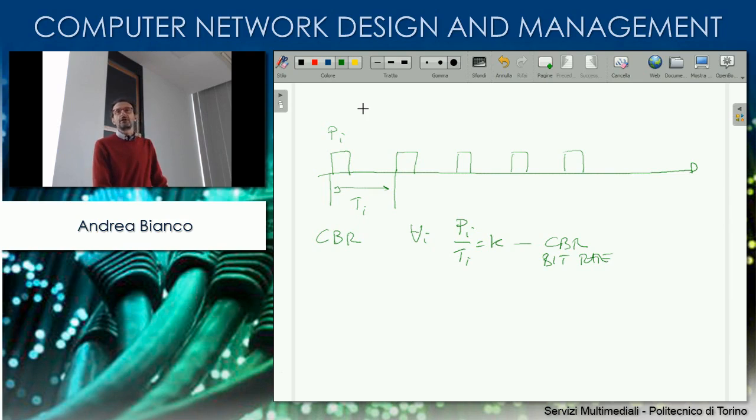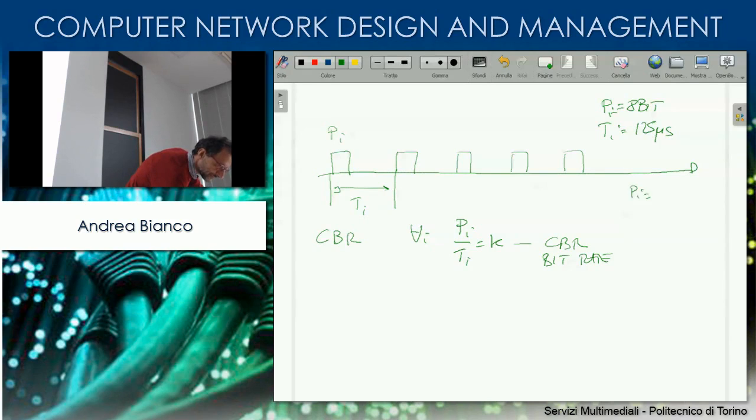In the case of the PCM companding coding for voice, which is the standard one, you have pi being equal to 8 bits, and you have ti being equal to 125 microseconds. And the ratio is 64 kilobits per second. Okay? If you instead generate according to a similar scheme, but through ATM cells, pi will be 48 bytes, and ti will be 48 times 8 times 125 microseconds. No, sorry. No, sorry. 48, that's a mistake.